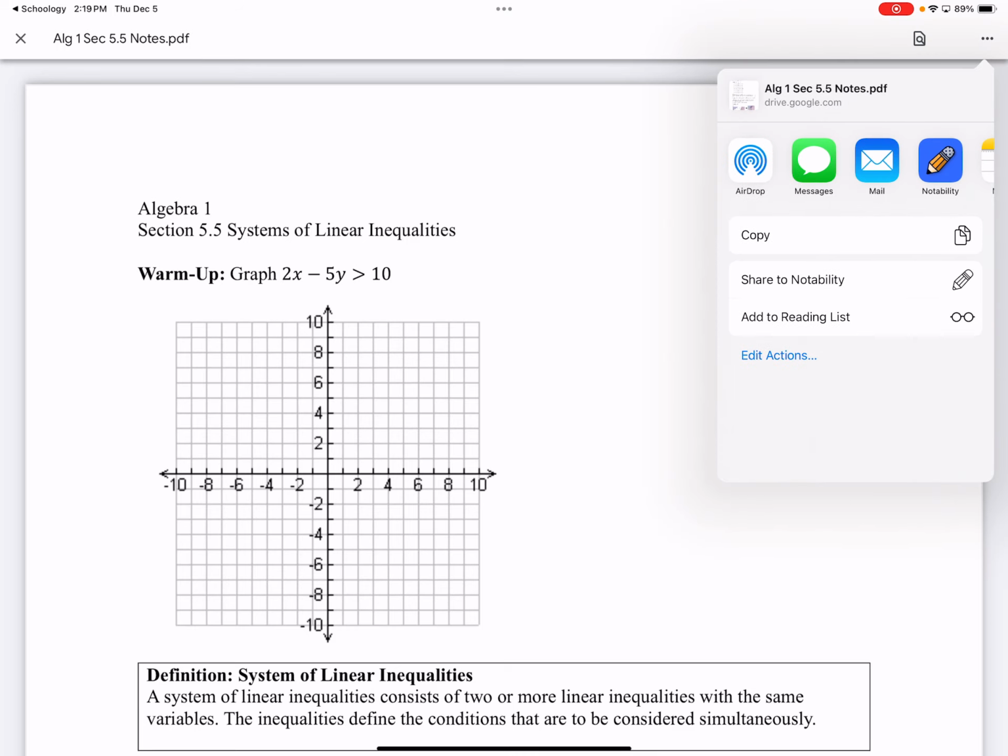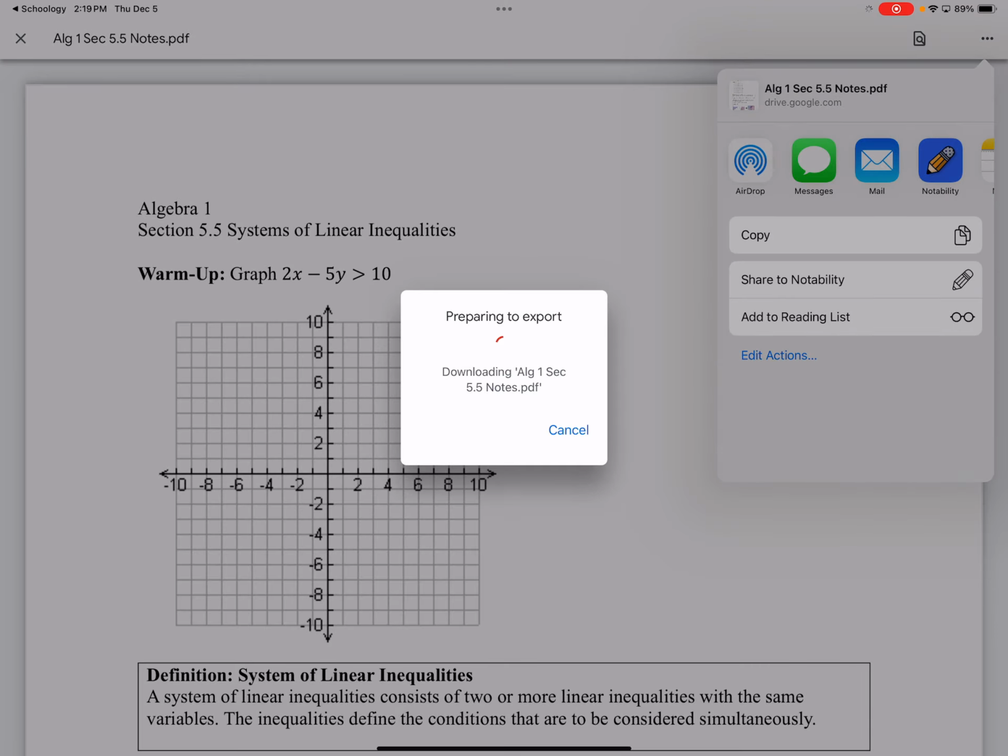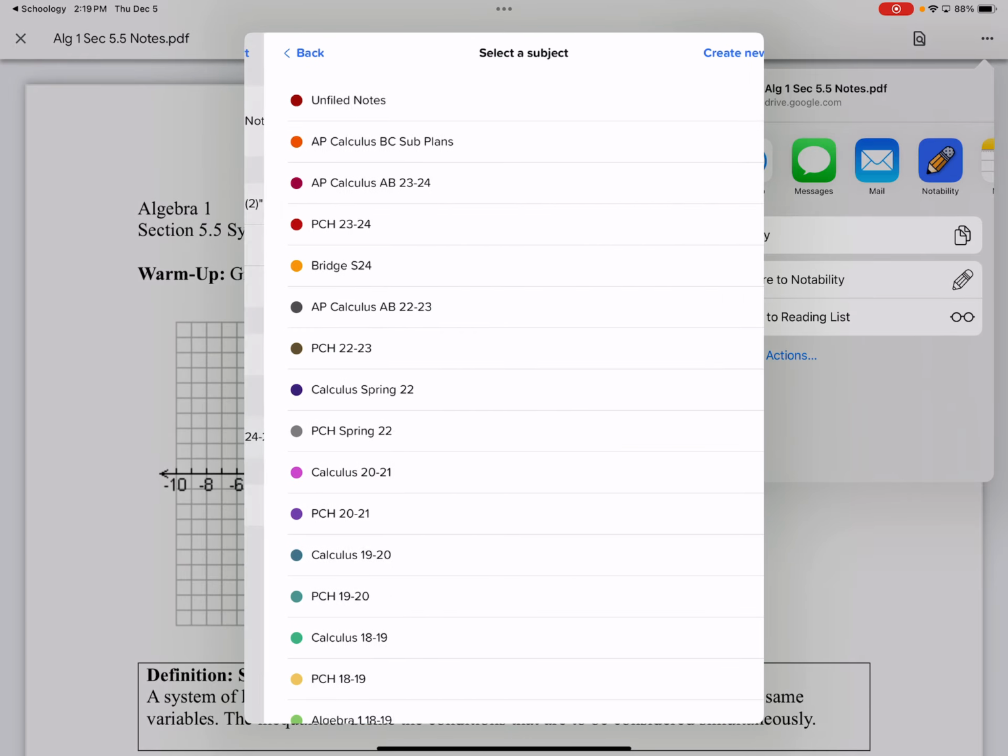Okay, go ahead and do the warm-up real fast. Graph that linear inequality.